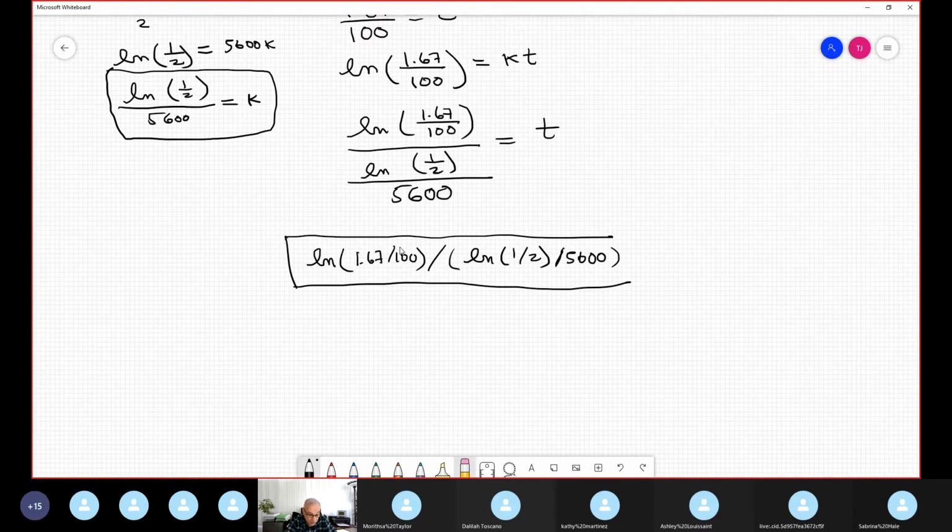Let me try my calculator. 1.67 divided by 100, close the parenthesis, division, open parenthesis. This parenthesis is super important because it closes everything inside the bottom. Logarithm of 1/2, close the parenthesis to end the logarithm, division, 5600. And close the last parenthesis.